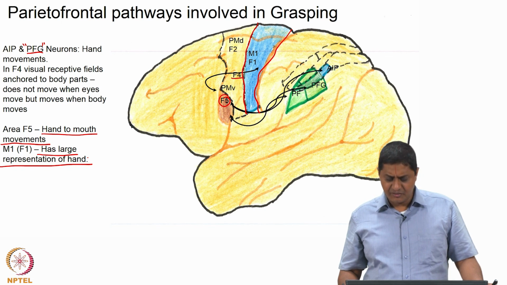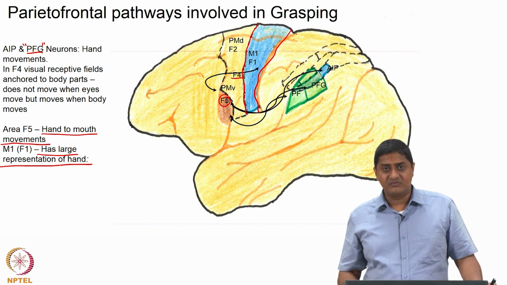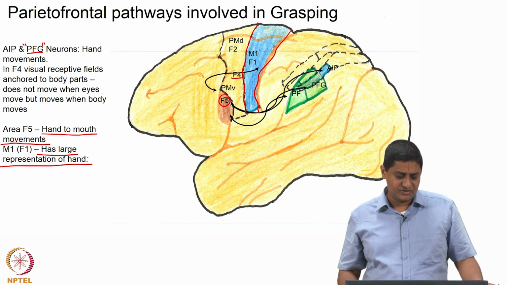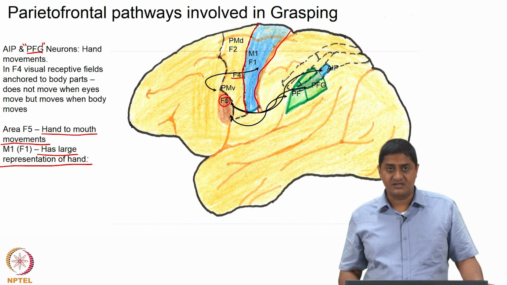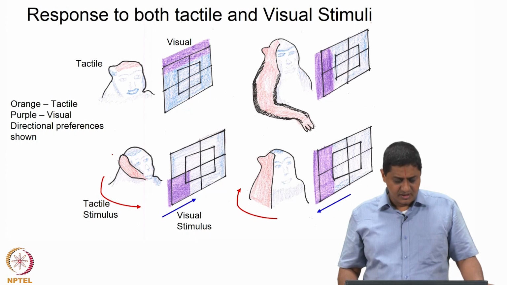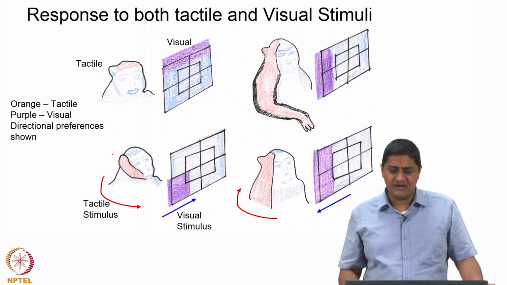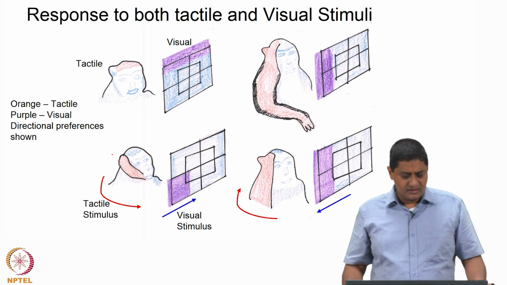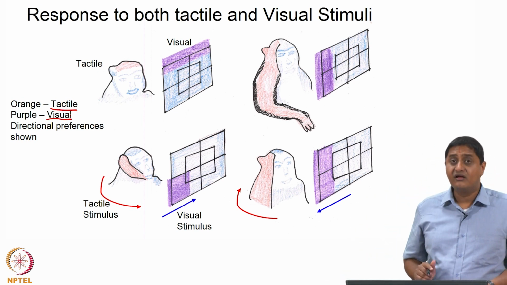So, importantly M1 has a large representation of hand, and area F5 has specific neurons dedicated for hand to mouth movements. And anterior intraparietal neurons and the PFG neurons are believed to be responsible for hand movements. Also note that there are sets of neurons whose field of activity can be tactile or can be visual.